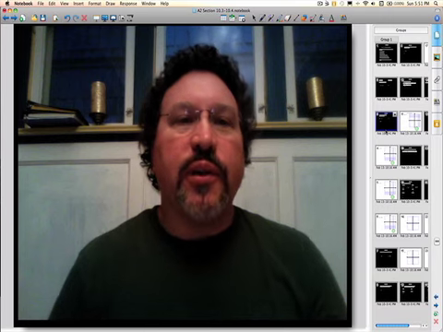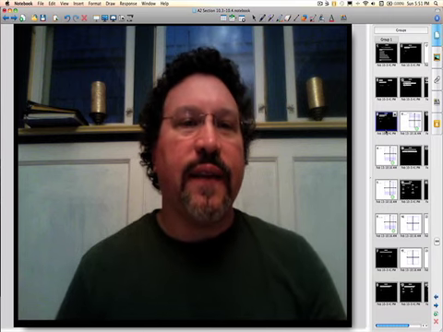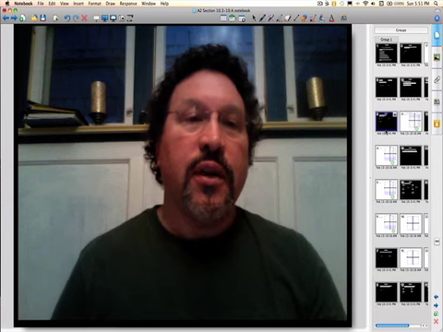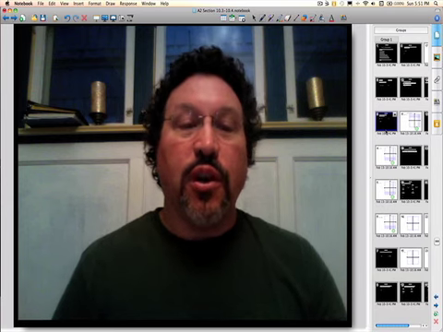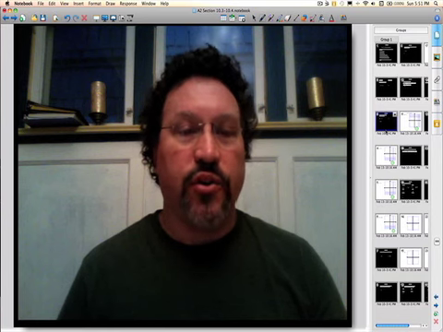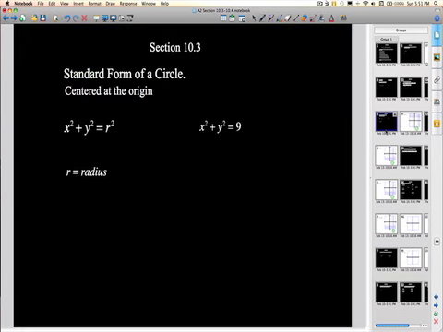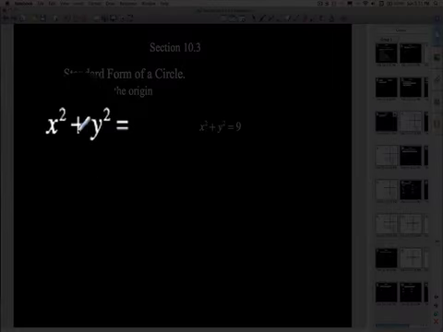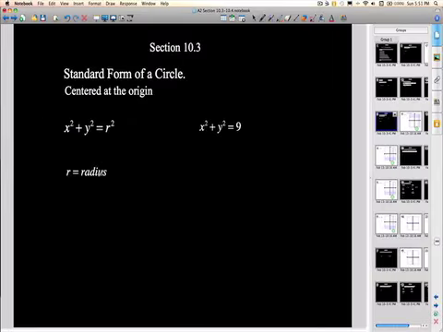In section 10.3, we deal with graphing and writing the equations of circles centered at the origin, and then we'll also do a portion of 10.6 when they're centered other than the origin. And the basic form of a circle is this: x squared plus y squared equals r squared, where r is the radius of the circle. So when we're centered at the origin, the key is finding the radius and then graphing out from the distance of the radius out from the center.